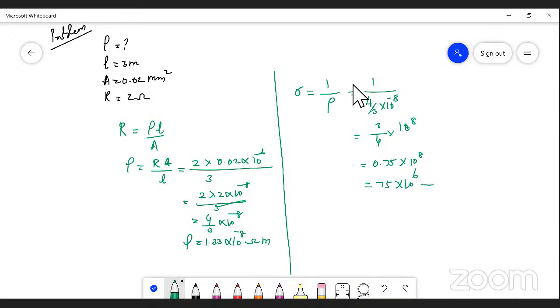Actually, this is ohm meter for resistivity. This one is mho meter inverse for conductivity. 75 into 10 power plus 6 mho meter inverse. Or otherwise, I can write it as ohm inverse meter inverse. You are reciprocating it. Omega is the Greek alphabet, capital letter omega. So omega inverse, meter inverse. So this is another problem related to resistivity and conductivity.